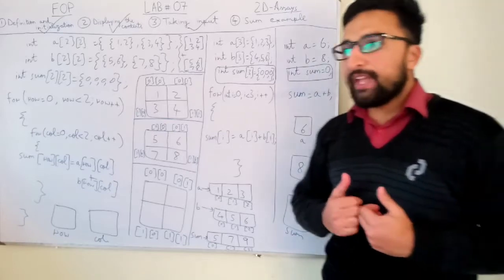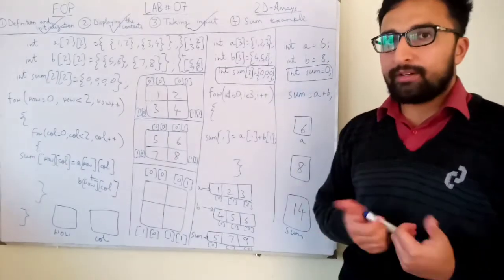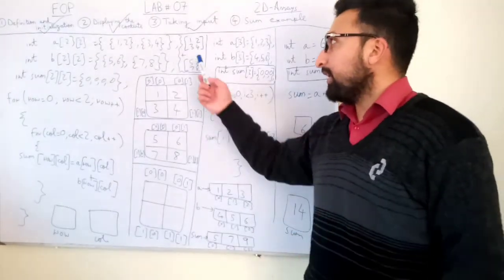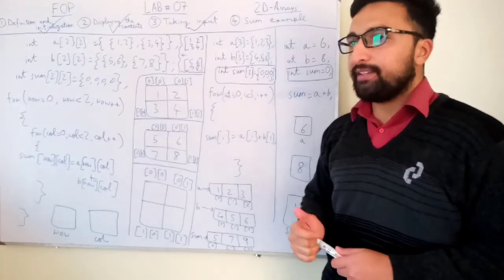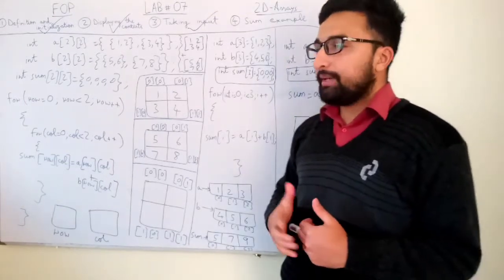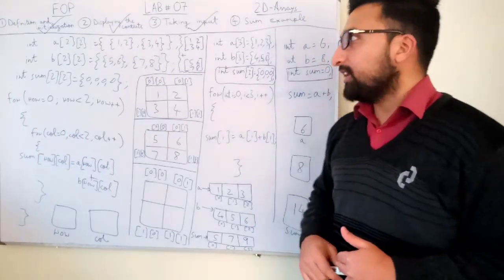Now we have to add two matrices. The matrices are two-dimensional data. For example, we had to add a matrix 1, 2, 3, 4 and 5, 6, 7, 8. We had to add these two matrices. First, we'll store them in the form of two-dimensional data.